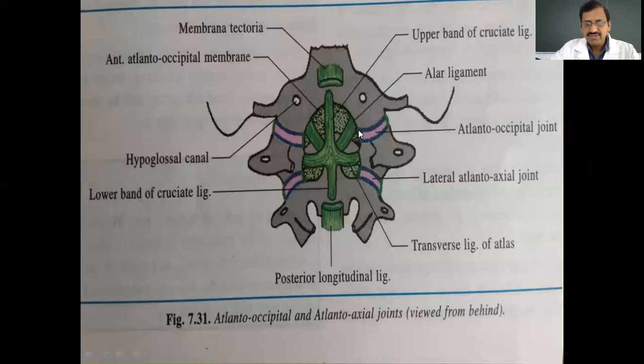And here you see this is another joint, between the occipital bone and the atlas, and this is called the joint of "yes". This is the movement of "yes". These are all the joints that underlie the suboccipital region.